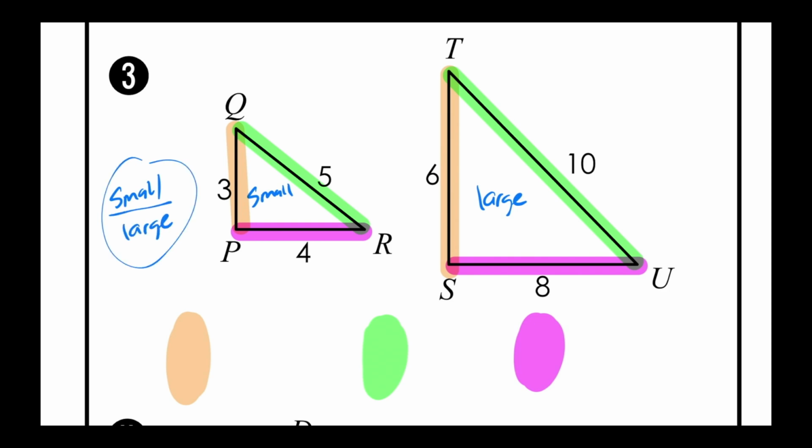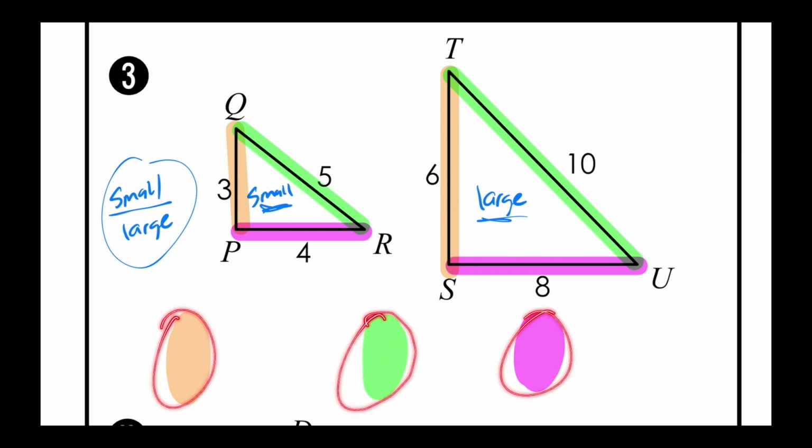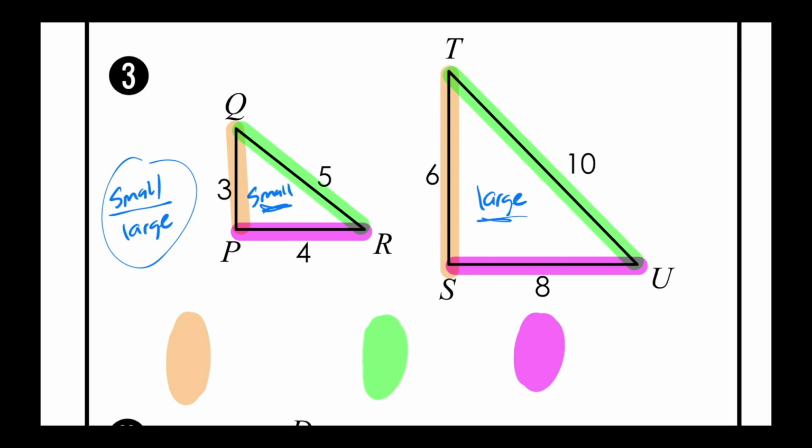So I'm going to choose my ratios to be small over large. That's my choice. That's just what I want to do. I want to do small on top and large on the bottom. If you want to do it the other way, that's fine. Okay, so that means when I make these ratios of the sides, I'm going to put the small measurement on top and the large measurement on the bottom. So let's look at the orange. What's the small measurement of the orange? 3. So I'm going to put 3 on top. What's the large measurement of the orange? 6. So I'm going to put 6 on the bottom. All right, let's do the same thing for green. Green, I'm going to make a ratio. I'm going to make a fraction. Let's put the small one on top, which is 5. Let's put the large one on the bottom, which is 10.